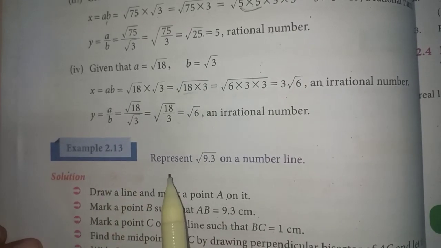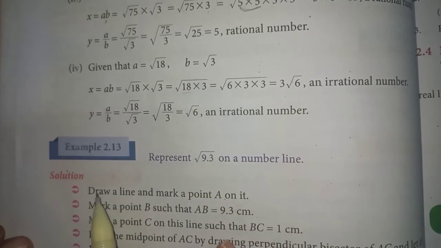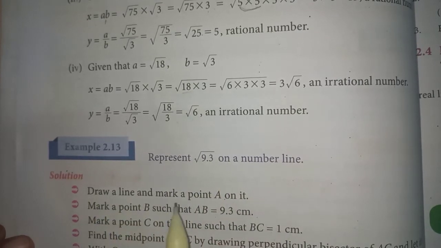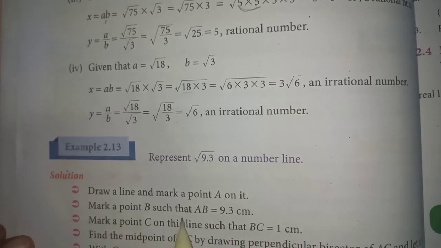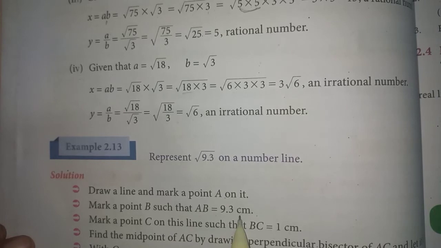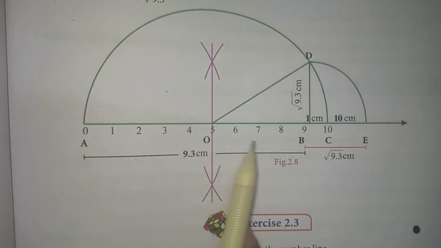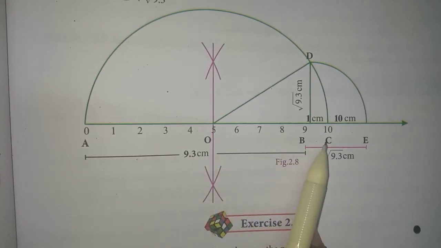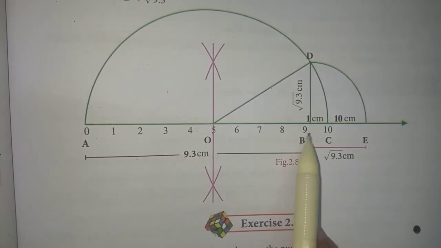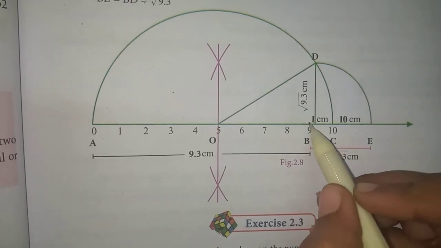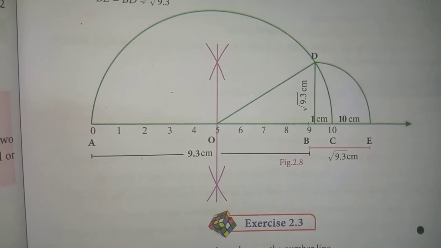Example 2.13, represent root 9.3 on a number line. First you have to draw a line and mark a point A on it. So mark a point B such that AB is equal to 9.3 centimeter. So you can see the figure. You just draw a line of A to B as 9.3 centimeter. You can see this is 9 and you are just taking 9.3 centimeter as AB.